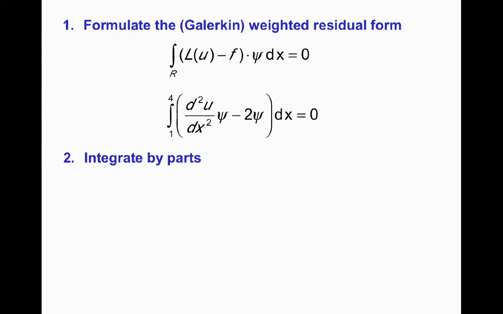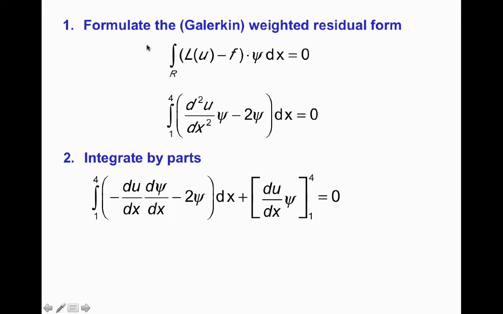Now we're going to do our integration by parts. So d²u/dx² times psi integrated will become minus du/dx times dpsi/dx plus du/dx times psi evaluated between 1 and 4. So this is just an integration by parts. Our Green's theorem just reduces to an integration by parts. And then we haven't changed this term, minus 2 times psi integrated with respect to x.